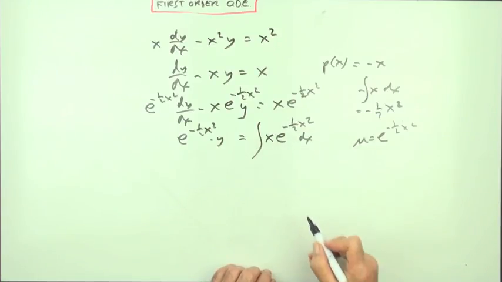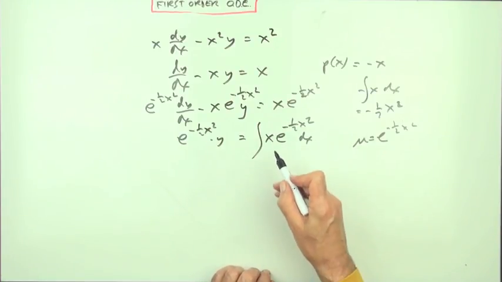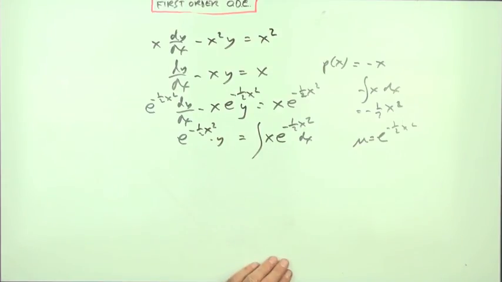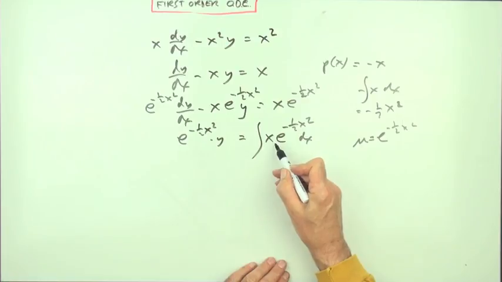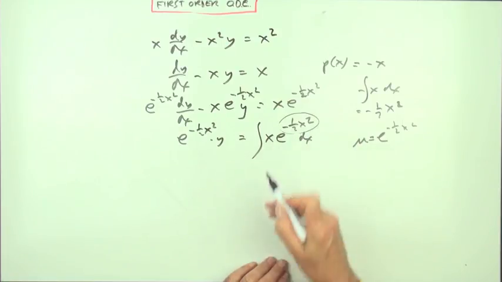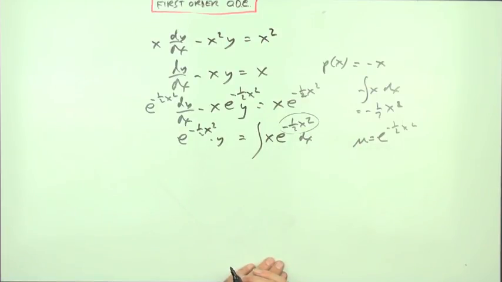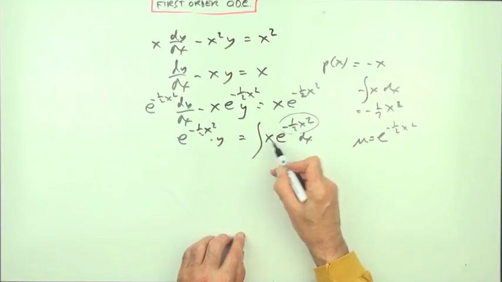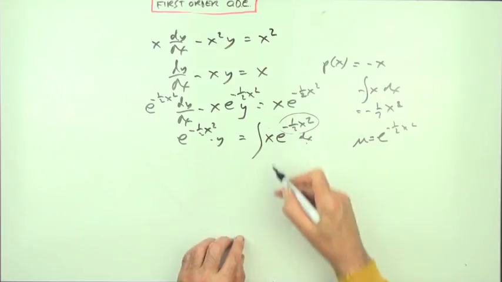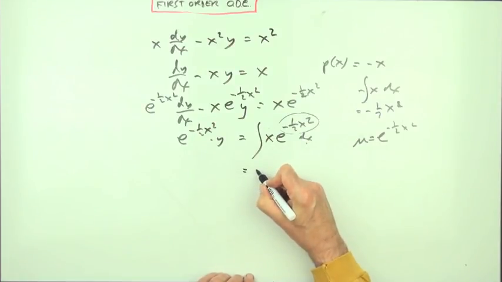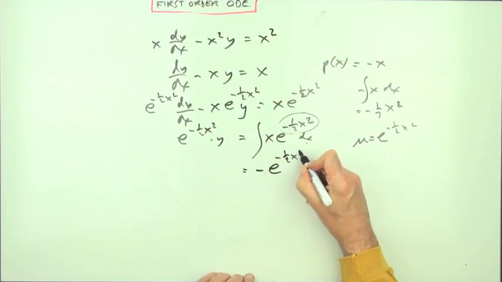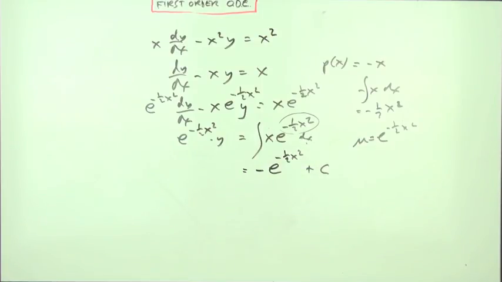Don't forget to check if something happens to be an exact or just a multiple of an exact derivative. And that is, the derivative of this would be negative x. It's been multiplied by x, which means it's the negative of the derivative of that. So that side is just negative e to the negative a half x squared plus c.